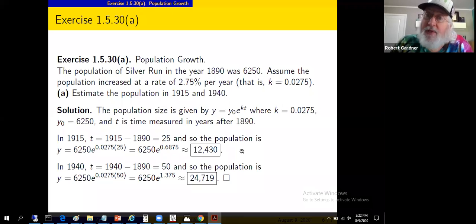But this is plugging numbers into an exponential function. And the thing to note from this is every 25 years, it goes up by about the same proportion. That's a property of exponential growth.